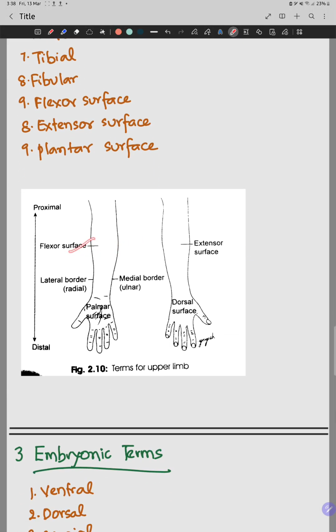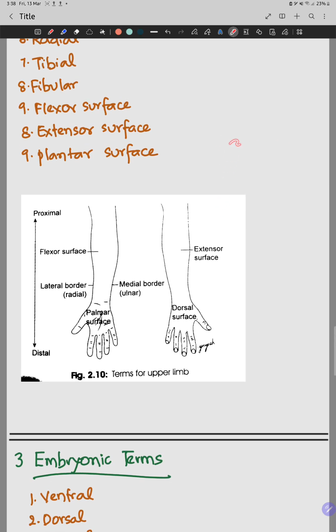Next, coming to terms which are related to the limbs. This one is the flexor surface. Just now I have said this. If there is a lesser angle, that is flexion, right? So this one will be my flexor surface, and this opposite one will be my extensor surface. Okay. Did you understand? If this is my hand, if I keep like this, this is the flexor surface, this is the extensor surface.